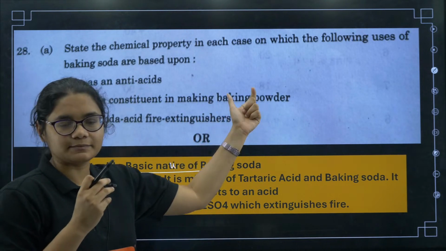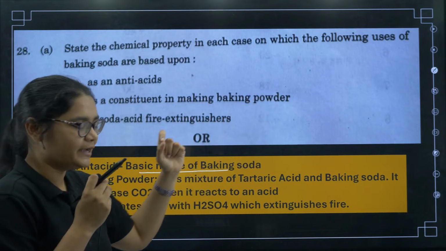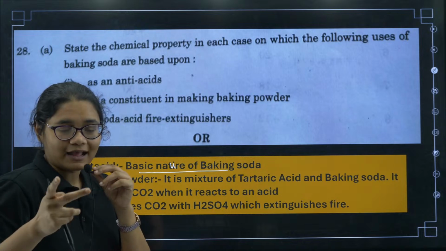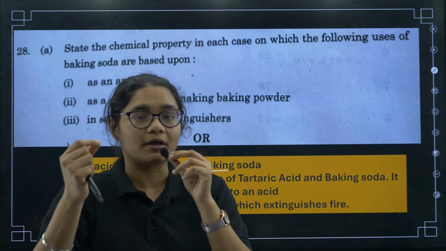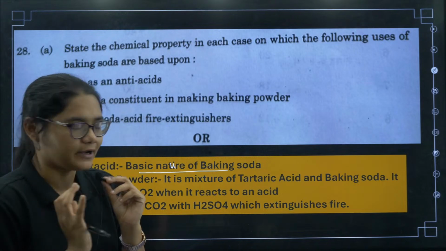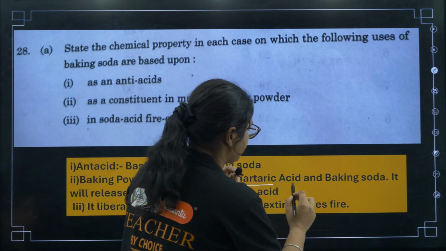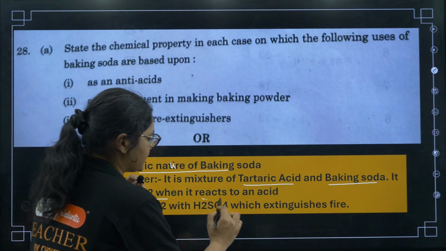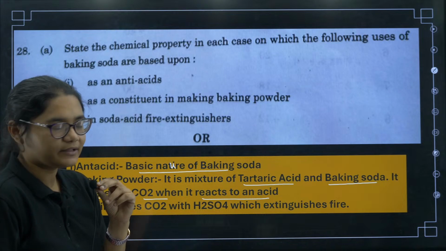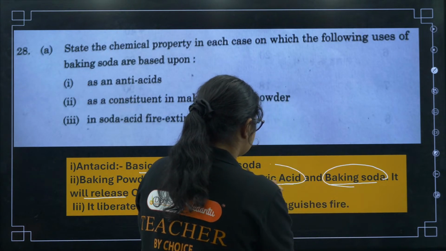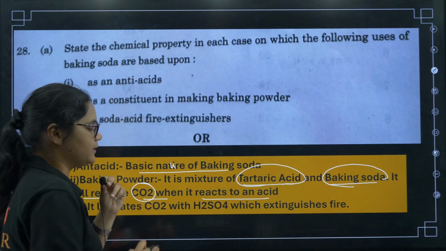Next, as a constituent in making baking powder. So baking powder has baking soda and tartaric acid. Baking soda and tartaric acid can react together to give you carbon dioxide, which will help in the fluffiness of the bakery products. So it is a mixture of tartaric acid and baking soda that will release the carbon dioxide when it reacts with an acid. So we have this baking soda here, which reacts with this tartaric acid to give you carbon dioxide.